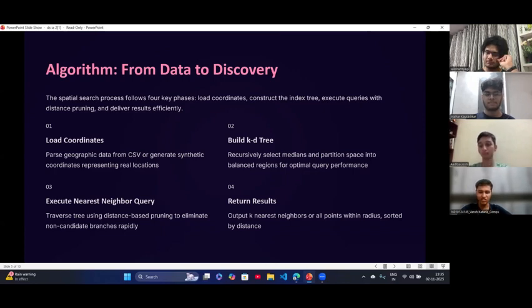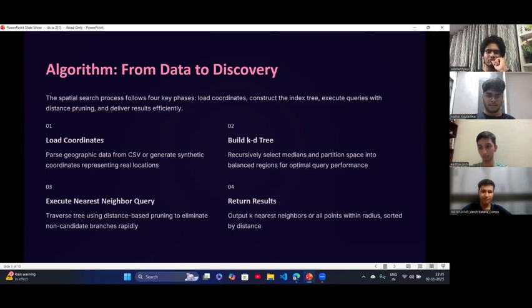Secondly, we build a KD tree. This is the second setup phase. Our code recursively finds the median point for each dimension and partitions the space, building a balanced tree for the fastest possible queries. And third, we execute the query.